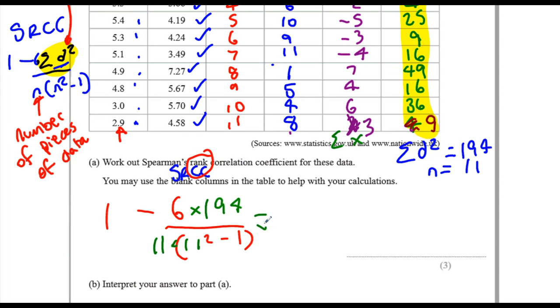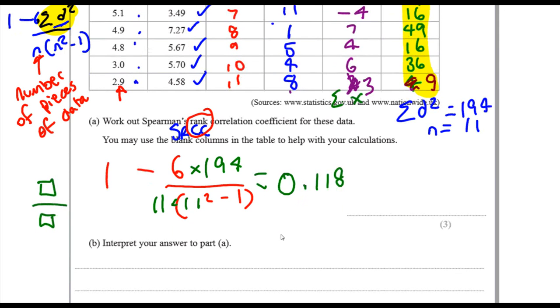So you can make it look just like that on your calculator by using this fraction button for the second part. 1 minus 6 times 194 divided by 11 times 11 squared, which is 121 if you just want to type that in. Take 1 and you get 0.118 with the 1 and the 8 repeating forever. However, you can just leave it as 0.118 to 3 decimal places.